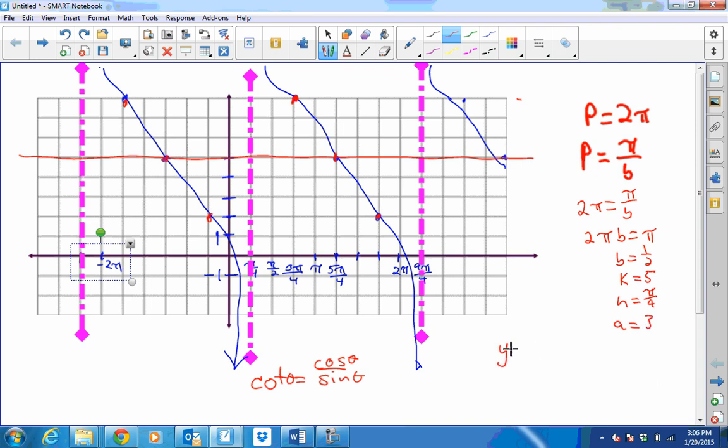So our final equation for this one is going to be 3 times the cotangent of b times x minus h, plus k. And that's it. You only need to come up with one equation. I could ask you to come up with a tangent, but let's not.